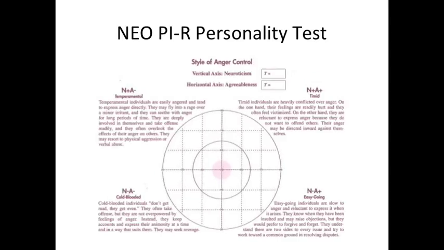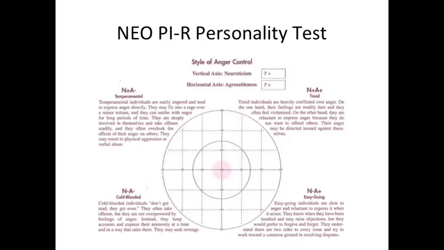Another example, anger control. If a person is neurotic and also agreeable, they tend to be timid. They tend to be fairly conflicted over anger. After all, they could be severely hurt, but they're reluctant to express it because they want to be agreeable. They don't want to cause conflict. On the other hand, if they are extremely neurotic but aren't so agreeable, then you have temperamental individuals. These are people who are very easily angered.